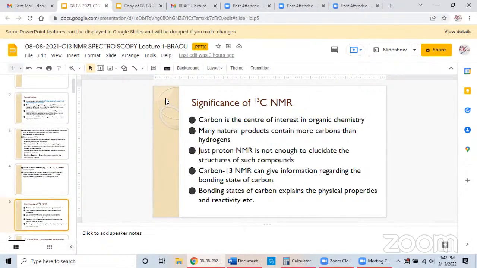Then the significance, which I've also told you: carbon is the center of interest in organic chemistry because it is the backbone of all organic molecules. And carbon 13 is very important because many natural products contain more carbons than hydrogens, and just proton NMR is not enough to illustrate the structures of such compounds.